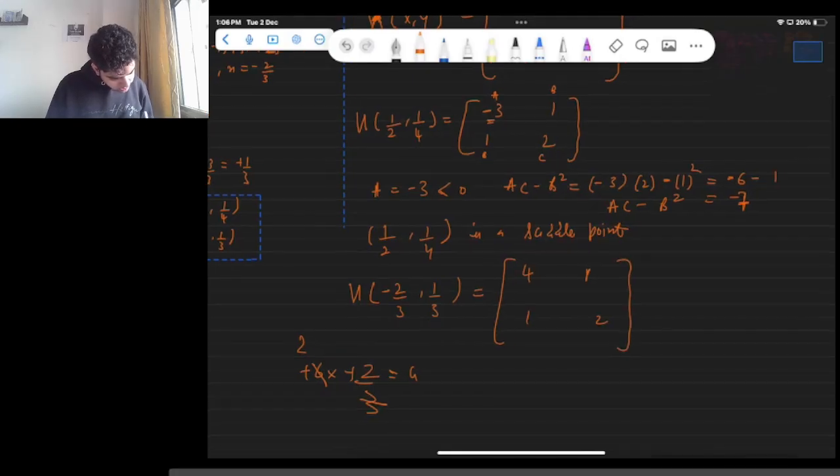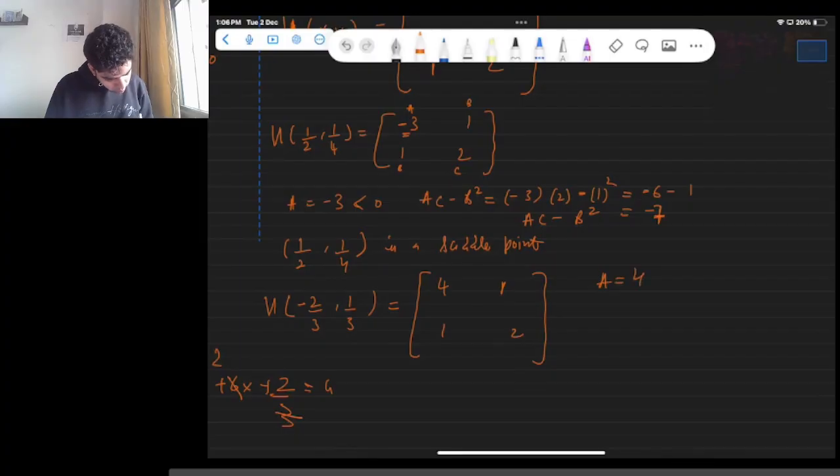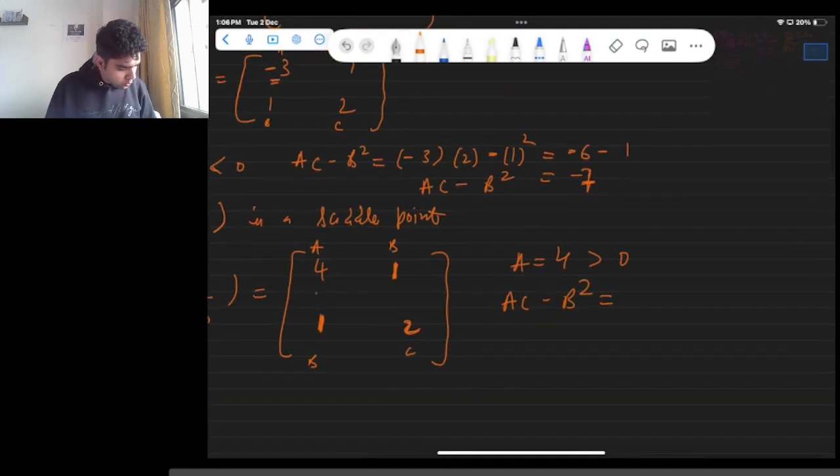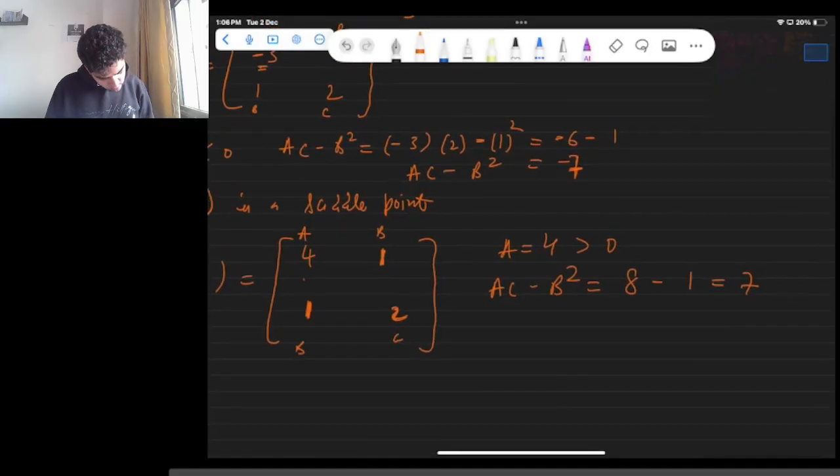So here my a, which is my first term, is equal to 4, which is greater than 0. My ac minus b square: this is my a, this is my b, this is my c. So ac minus b square gives me 8 minus 1, which is equal to 7. This is also greater than 0. So my a is greater than 0, and my ac minus b square is greater than 0.